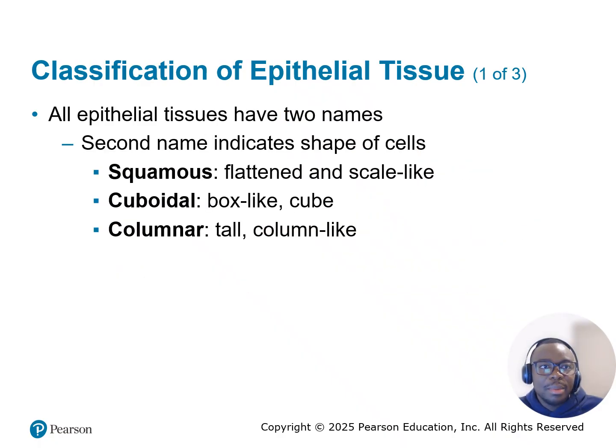The second name indicates the shape of cells. Shapes could be squamous, which means flattened and scale-like, cuboidal, which means box-like or cube-shaped, and columnar, which are tall or column-like cells.